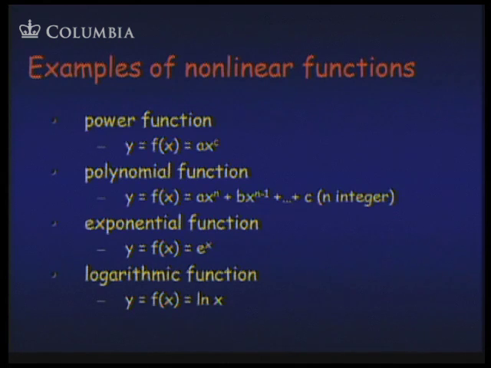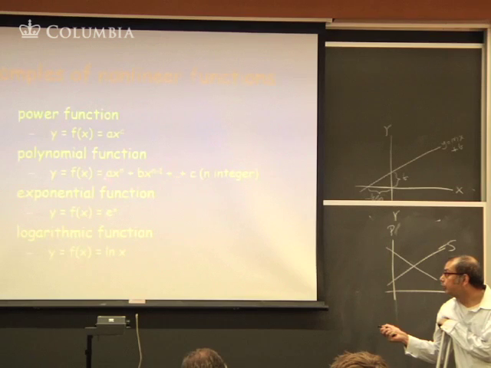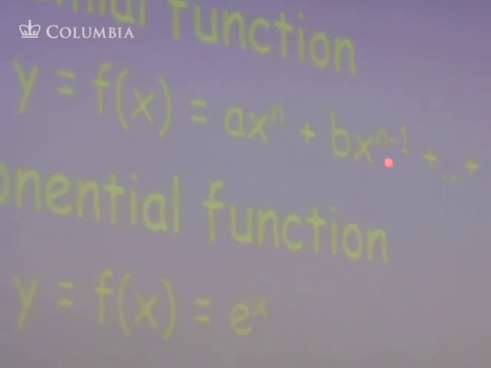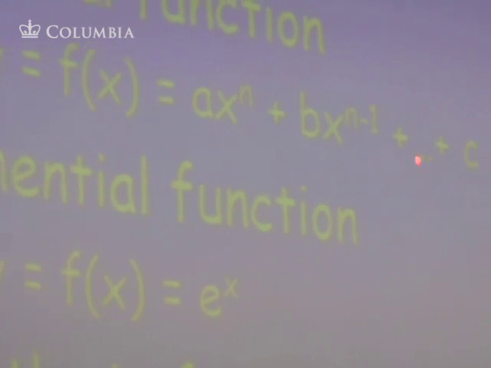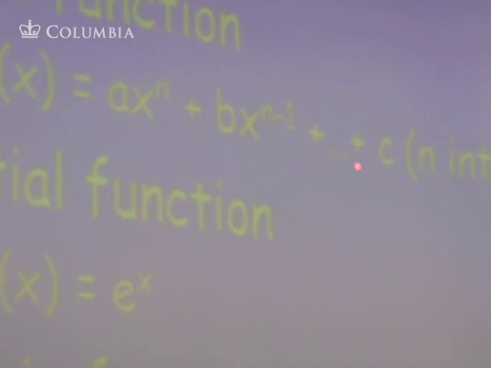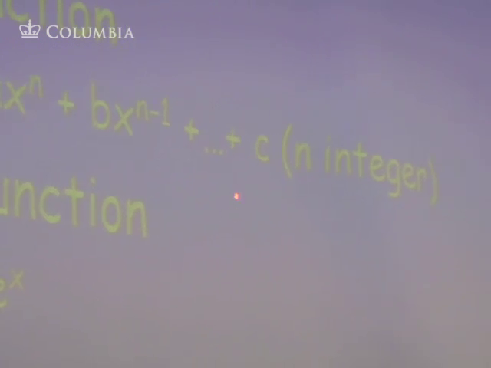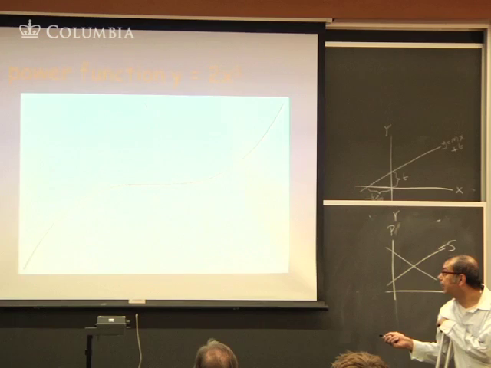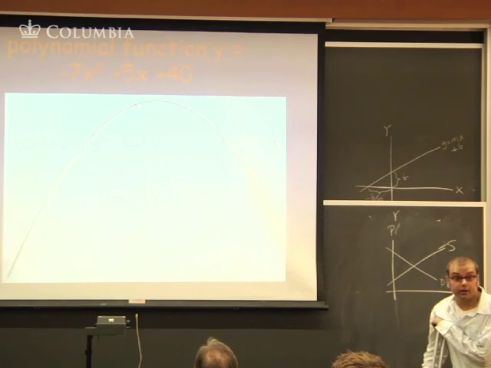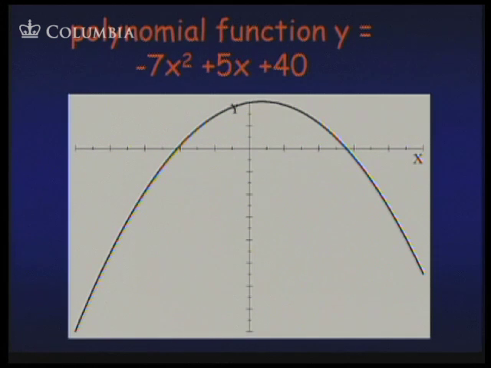A polynomial function, one I'm sure you've seen many times, a polynomial, let's say, of order 4 would be something like ax to the 4 plus bx to the 3 plus dx to the second plus x plus c. Okay? And here is an example of a polynomial to order 2.